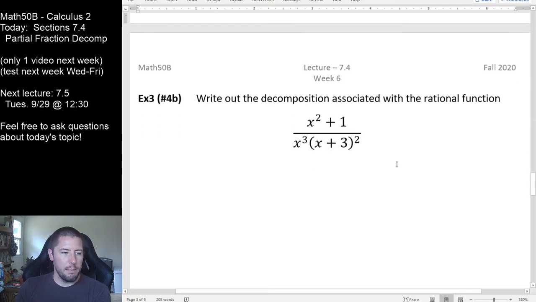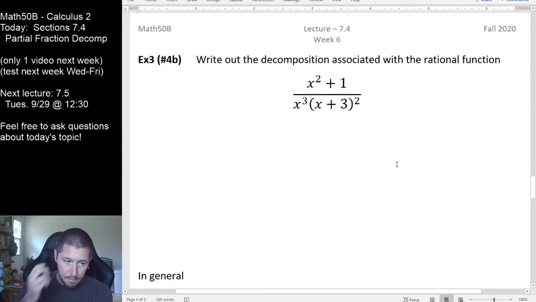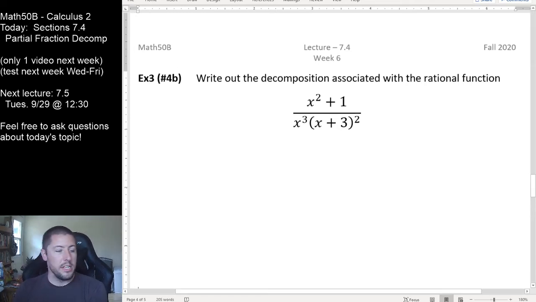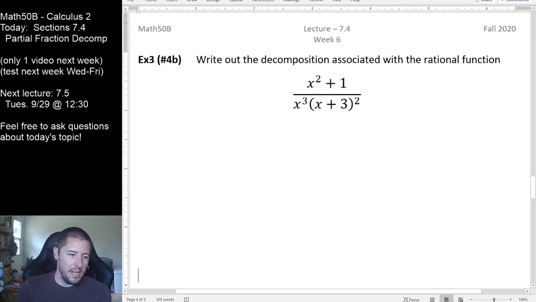Let's look at some more complicated things here. In example 3, my question is really just saying, don't do this whole problem. There's no integral here. Just write out what the decomposition would be with this guy. And this is really, in a sense, me stating some rules for you.